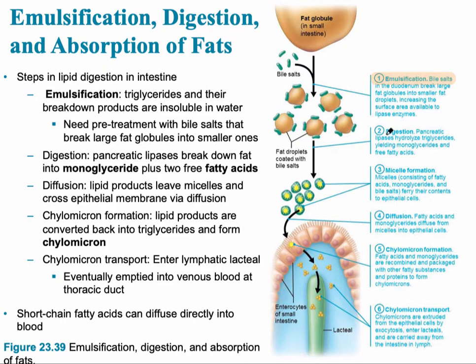So the next event is digestion, where other enzymes like pancreatic lipases can hydrolyze the triglycerides. Micelles are formed, which consist of fatty acids, monoglycerides, and bile salts. Those then diffuse into the epithelial cells. Chylomicrons are formed, and then those are transported into the body. And the fat is a little different because it uses the lacteals in the small intestine. That's the one difference between the fats and the carbohydrates and the proteins.